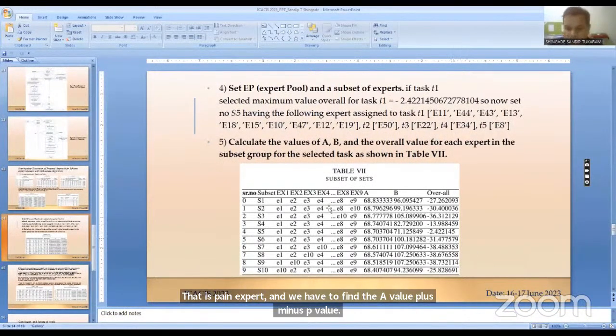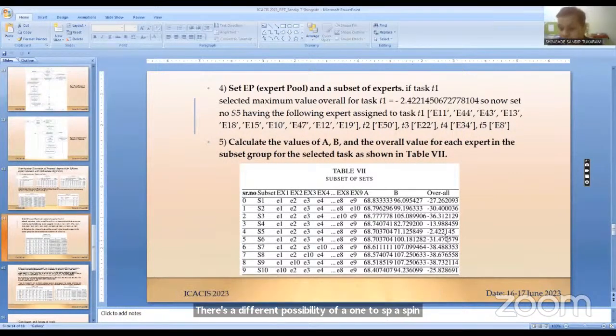If you have to check that particular value, there are different possibilities from the S1 to S10 sets, and we have to choose the subset of the set which will give the maximum value. So in this way, we say that S pi is the maximum value, that is minus 2.44. So we have to choose the subset of S pi which will be assigned from task 1.